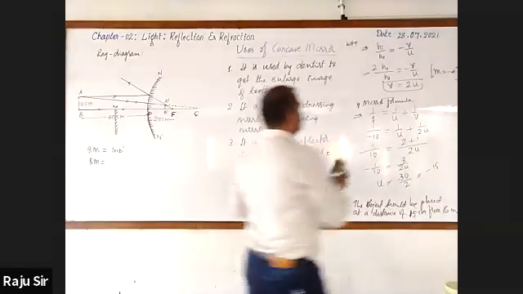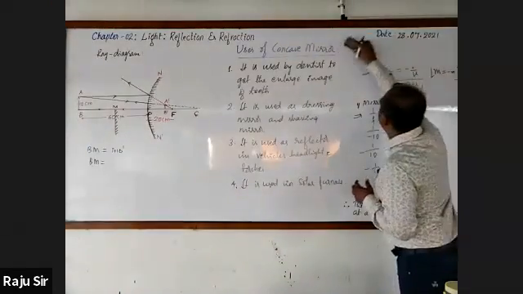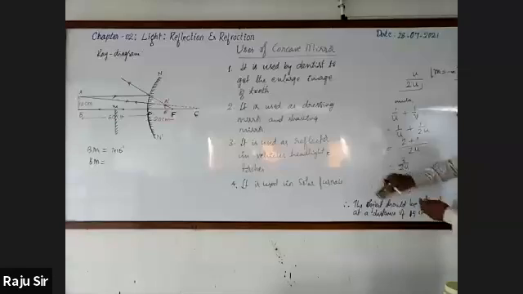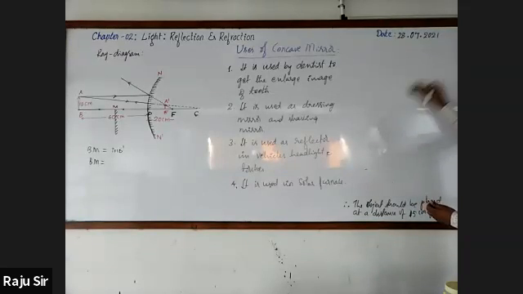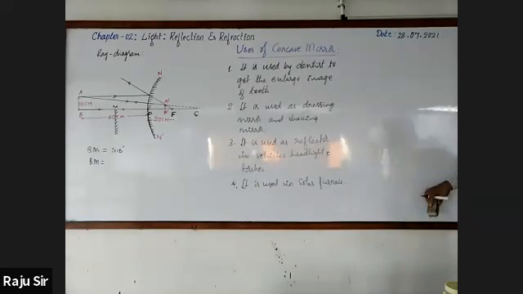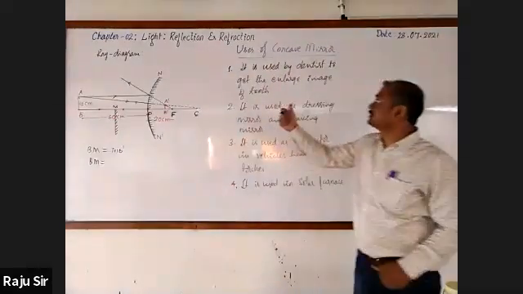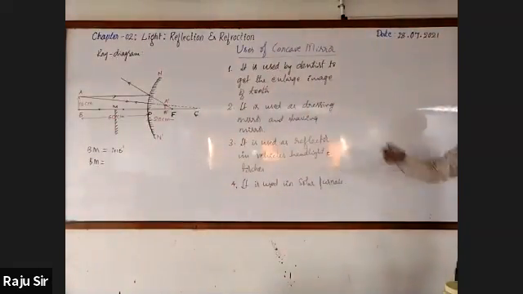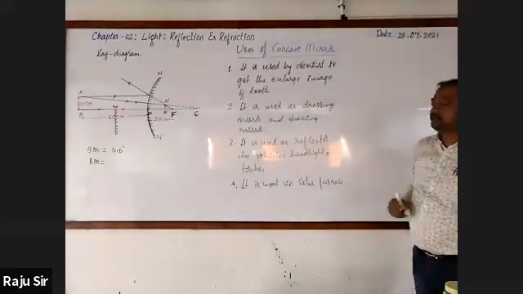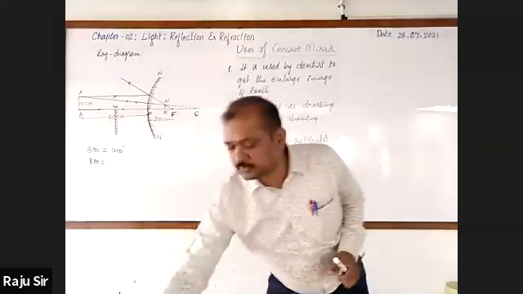TV antennas. The TV antenna dish will be in the shape of a concave, but here we are using the concave mirror. Okay, these four are enough.